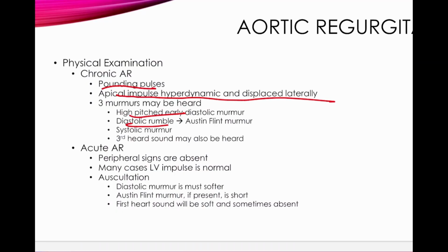In acute AR, no peripheral signs because that's a compensatory action. This is too fast. In many cases, the LV impulse is normal. Again, it's not displaced because there's no hypertrophy of that ventricle yet. It hasn't had time to have that happen. On auscultation, the diastolic murmur is going to be softer. May have an Austin Flint murmur, which is that diastolic rumble. The first heart sound will be soft and sometimes absent because we're flowing back in at the same time the mitral is flowing, and they kind of override each other.